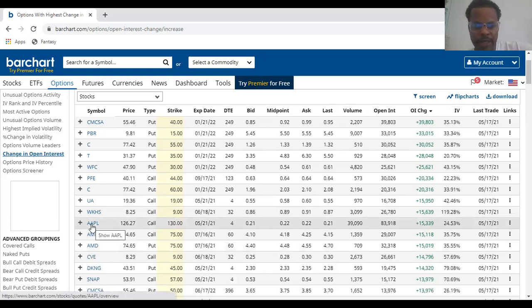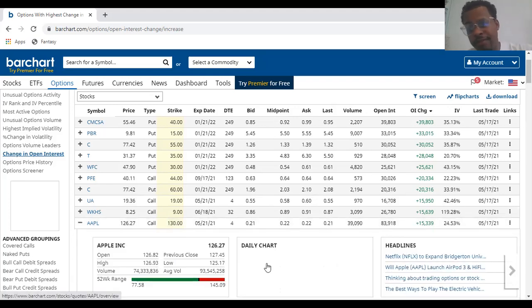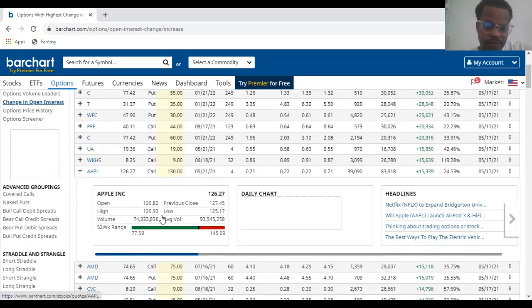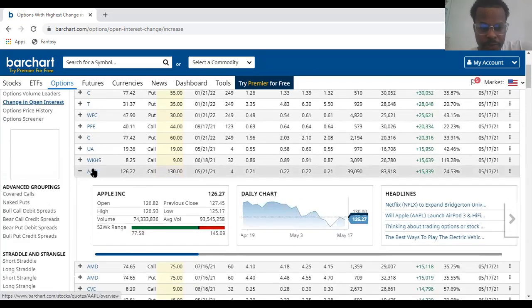Let's go with Apple. Everybody likes Apple, right? So boom, we have Apple. Now if you hit the little plus, it's going to give you information about Apple. So this just gives us information about this particular option, which is the 130 strike expiring 5/21. So that's expiring at the end of the week.